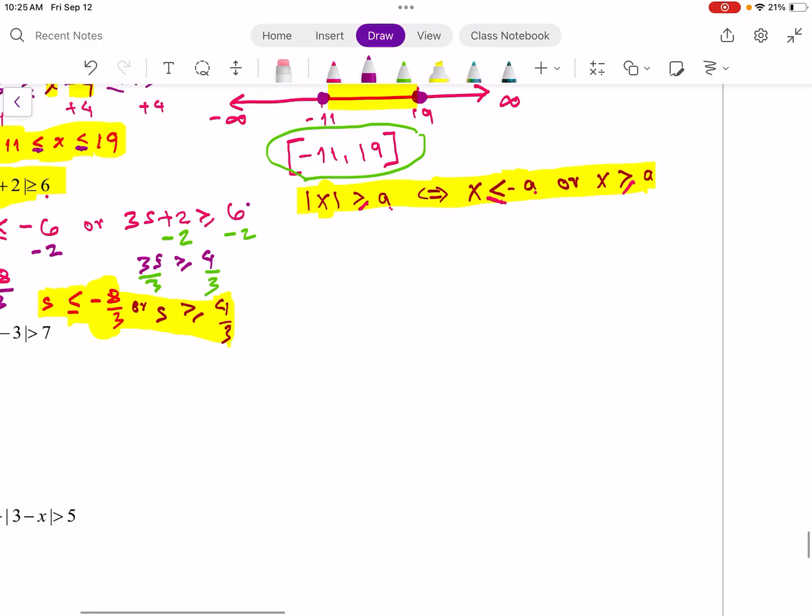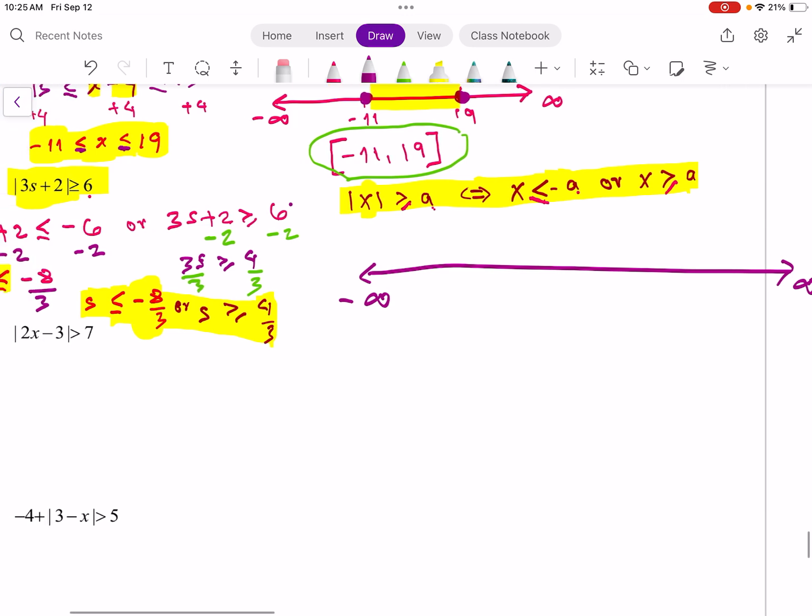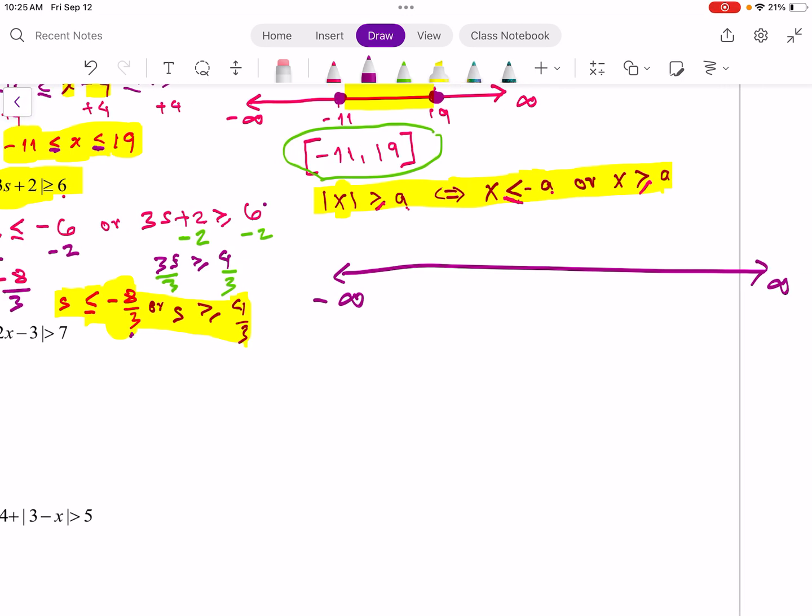For that we draw a number line. Okay, so we have negative infinity, positive infinity, then we have negative 8 over 3, let's say somewhere here. We have positive 4 over 3 on the right side somewhere here. Now we do have an equals to sign, which means it's a closed circle. Do not forget, it's a closed circle. Also we have an equals to sign at 4 over 3, so closed circle at 4 over 3.